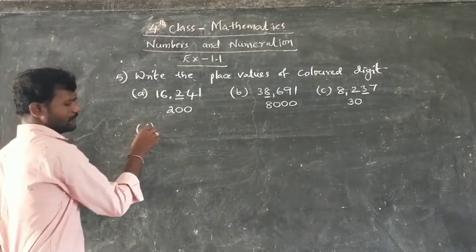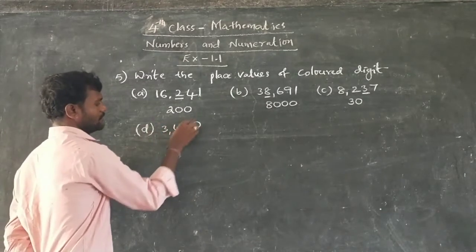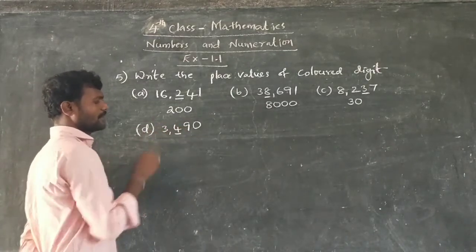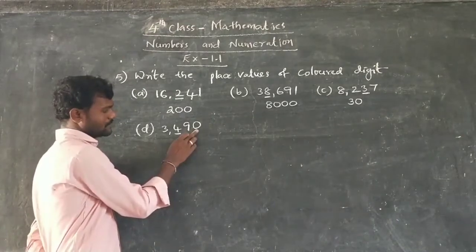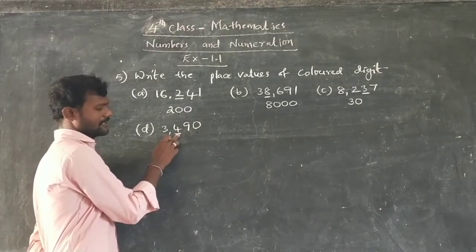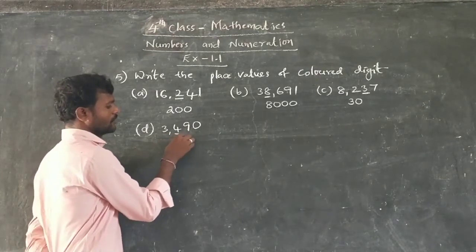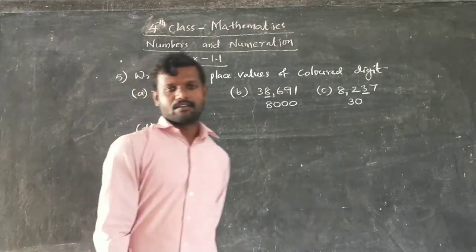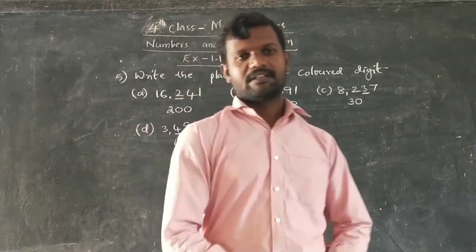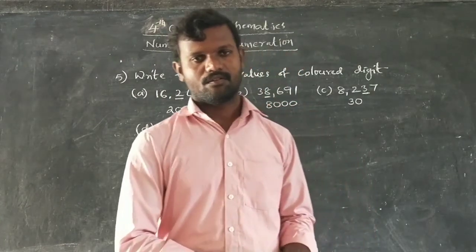What is D? 3,490. So 4 is colored. So 4 is in which place? Hundreds place. Ones, tens, hundreds. 4 is in hundreds place. So what do you have to write? 400. Okay, children. Like this, complete the 7th bit in the first exercise. Okay.